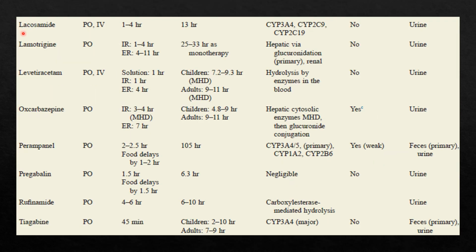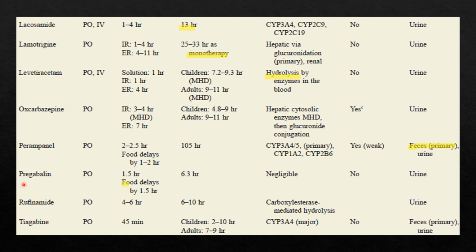For continuation of your antiepileptic drugs, we have lacosamide with a half-life of 13 hours. We also have lamotrigine with 25 to 33 hours as monotherapy half-life. The levetiracetam metabolism is by hydrolysis by enzymes in the blood. We also have oxcarbazepine, with hepatic cytosolic enzymes and MHD as its metabolite. For the perampanel, the primary excretion is through the feces.